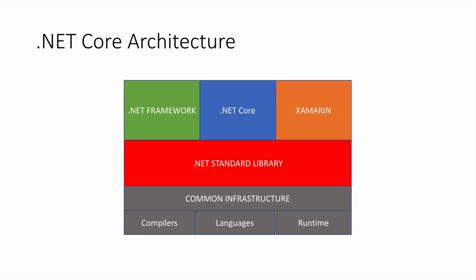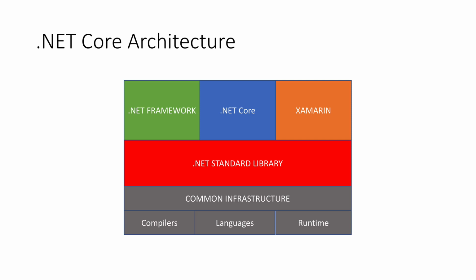So let's take a brief look at the .NET Core architecture. .NET Core runs on top of the .NET Standard Library along with the common infrastructure of compilers, languages, and runtime. You'll notice that there are three blocks across the top: the .NET Framework, .NET Core, and Xamarin. Currently, .NET Core and .NET are being developed on a concurrent basis, but as of .NET 5.0, they will merge those two code bases into one product. So .NET Core will take over and is really the future of .NET.